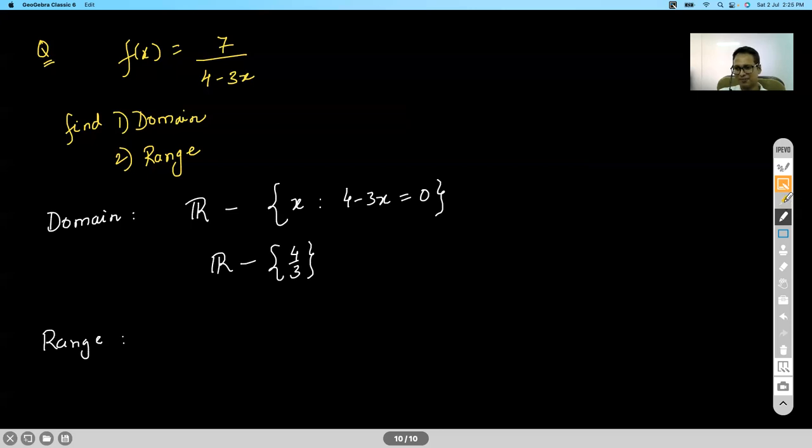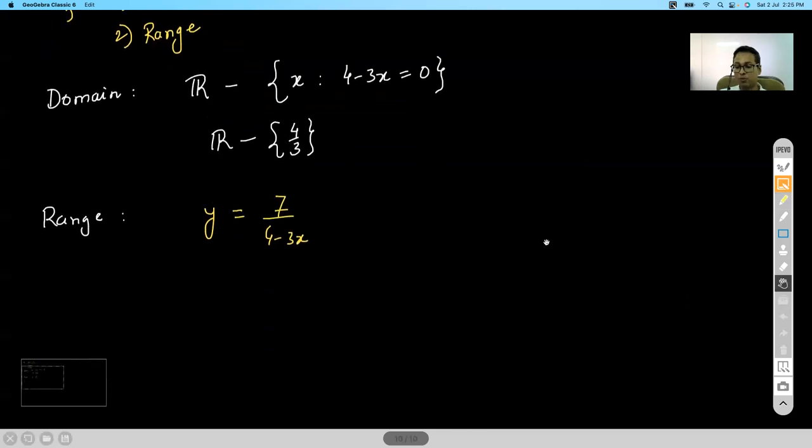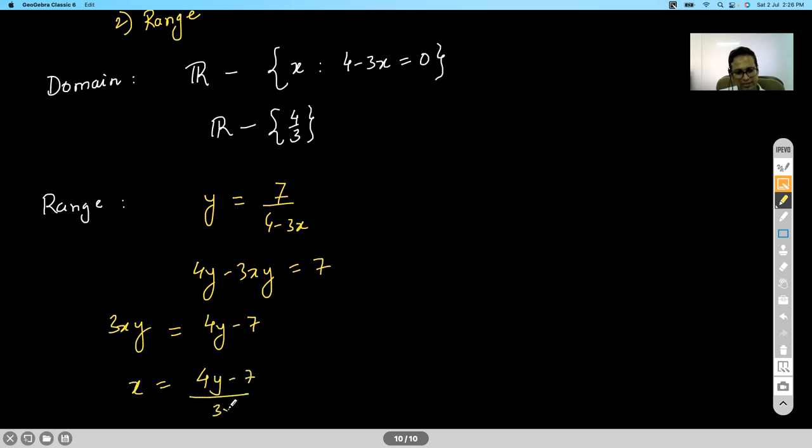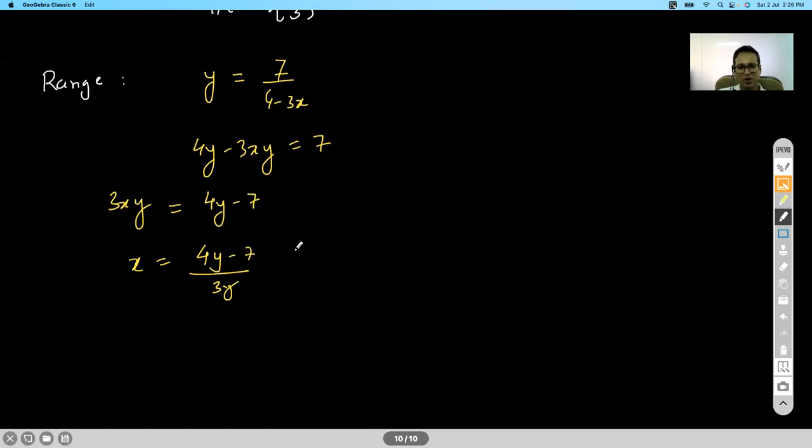Range, the process is same. We call it y equal to 7 by 4 minus 3x. Then what do we try to do? We try to make x the subject of the formula. So when you try to make x the subject of the formula, this is what you are going to see. 4y minus 7 is 3xy. So x is going to be (4y minus 7) by 3y. Correct. Now, you want this to be all real numbers except 4/3.